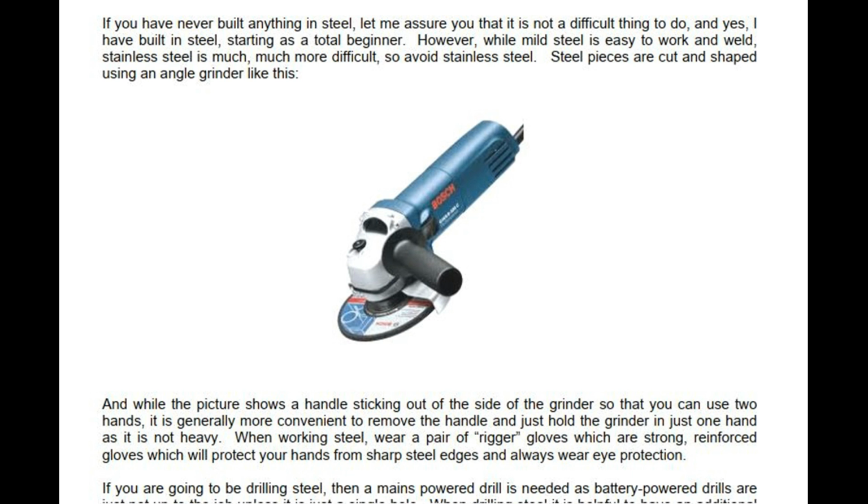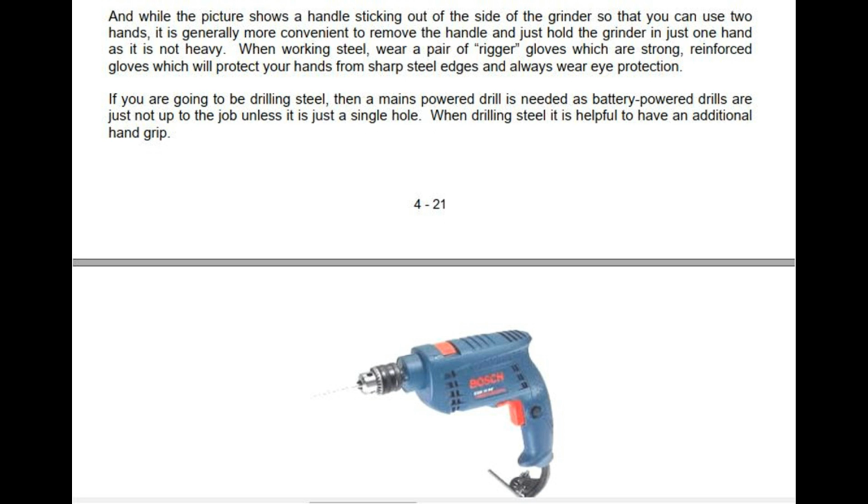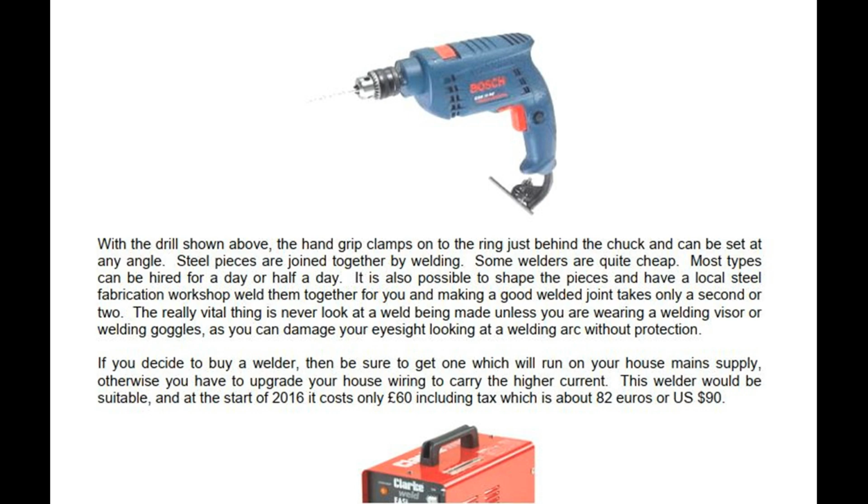When working steel, wear a pair of rigger gloves which are strong, reinforced gloves which will protect your hands from sharp steel edges, and always wear eye protection. If you are going to be drilling steel, then a mains-powered drill is needed, as battery-powered drills are just not up to the job unless it is just a single hole. When drilling steel, it is helpful to have an additional hand grip.